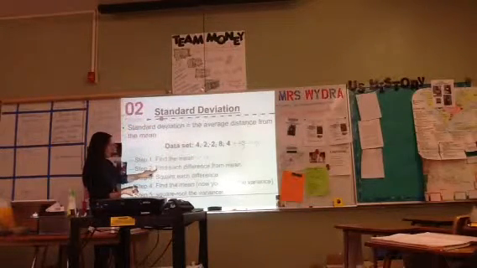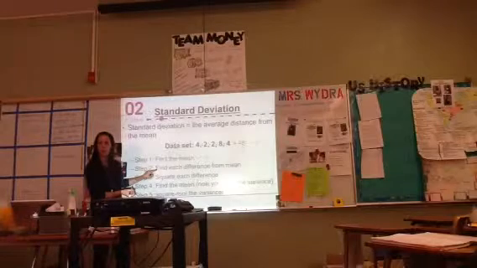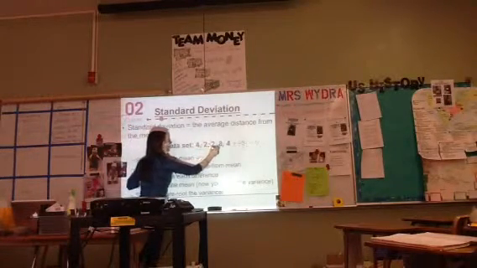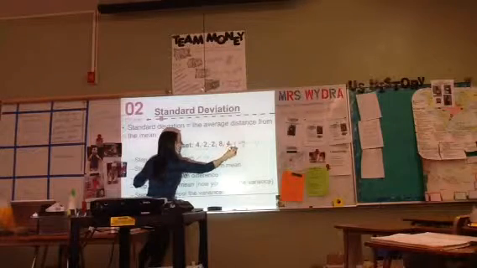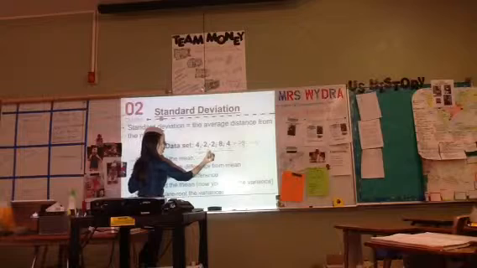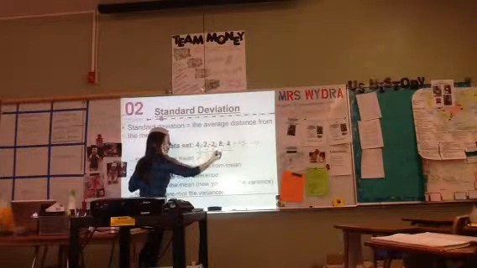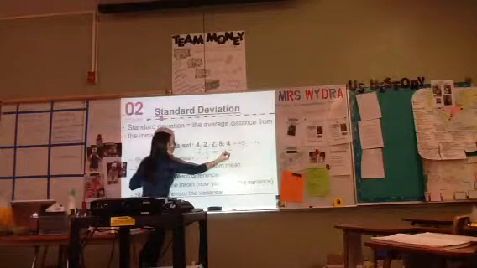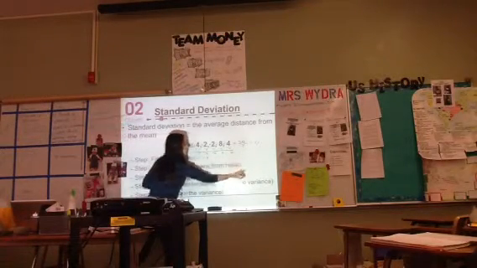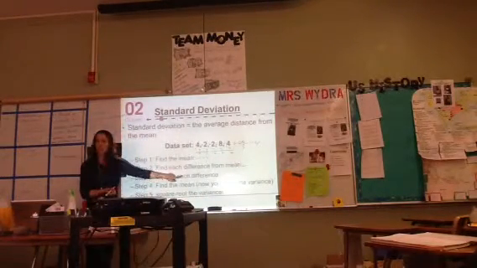Next one is find each difference from the mean. So what are you going to do? Subtract. Minus 4, minus 4, minus 4, minus 4, minus 4. 4 minus 4 is? 0. 2 minus 4? -2. 2 minus 4? -2. 8 minus 4? 4. And 0. Okay, we did that. Next step is you're going to square each difference.